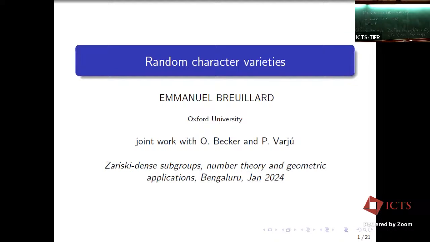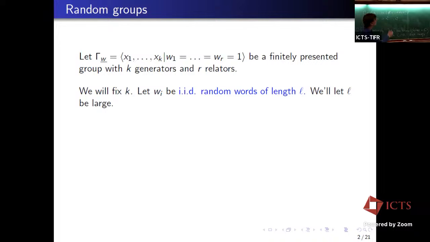Okay, so let me start. This is my presentation, gamma equals the group generated by the x_i with relators W-bar, the tuple of relators. I have R relators, and I fix K, and I will choose the relators W_1, ..., W_R at random, independently at random. I choose them according to the same distribution in the ball of radius L in the Cayley graph of the free group. So typically, I'm going to choose them to have the same length. This is what Gromov does.